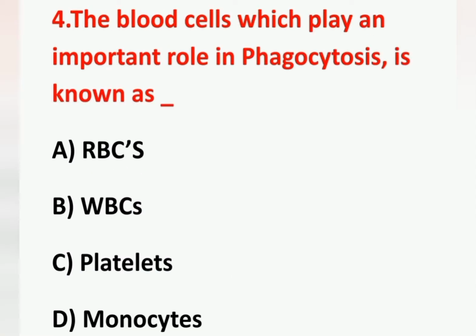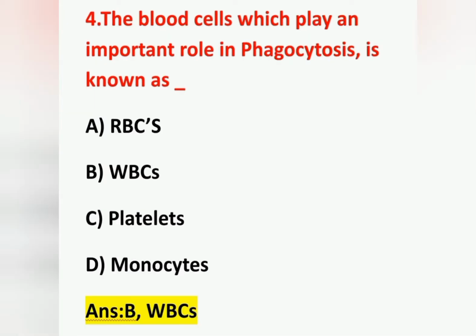The next question, fourth question, the blood cells which play an important role in phagocytosis is known as. Options are option A, RBCs, option B, WBCs, option C, platelets and option D, monocytes. Here the correct answer is option B, WBCs.